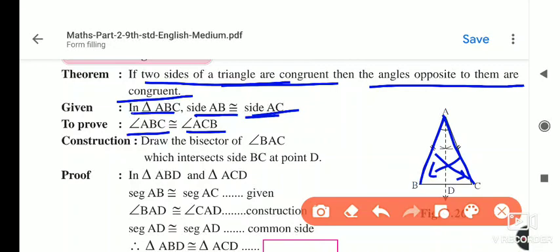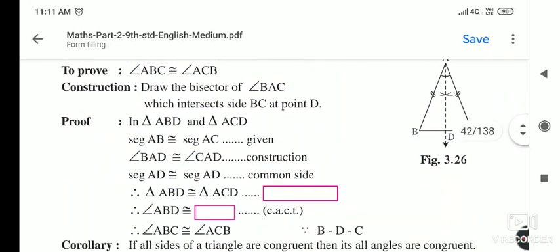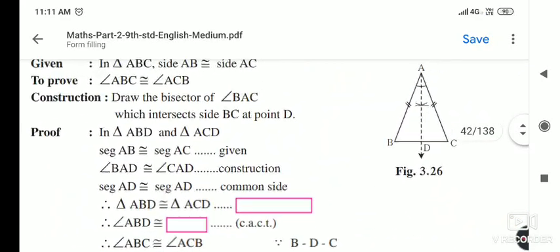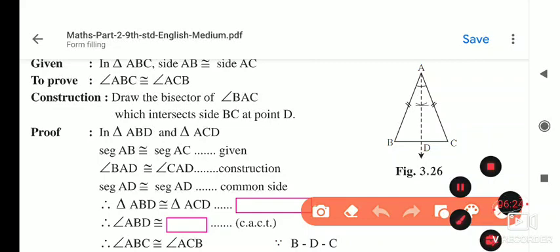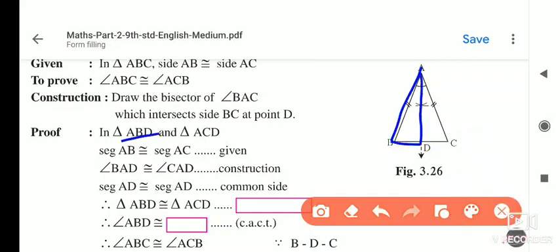Now, just now I told you we have to do the construction. We have to draw AD, which is the angle bisector of angle BAC. So draw the bisector of angle BAC, which intersects BC at point D. Till there it is clear, all of you? Now there are two triangles. First is ABD, and second is ACD. These two triangles are there.